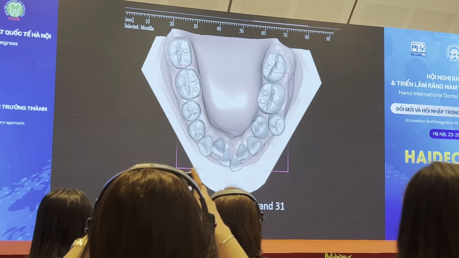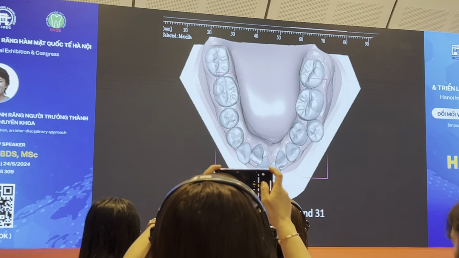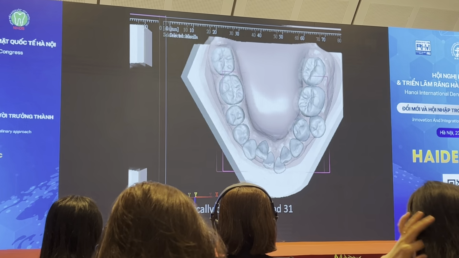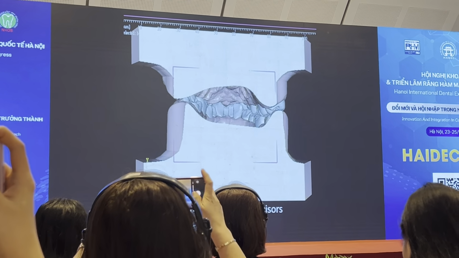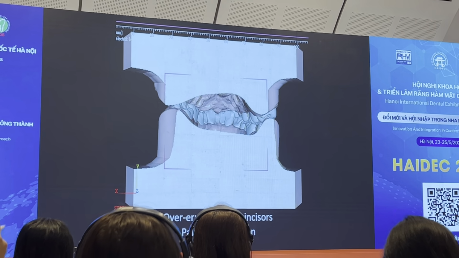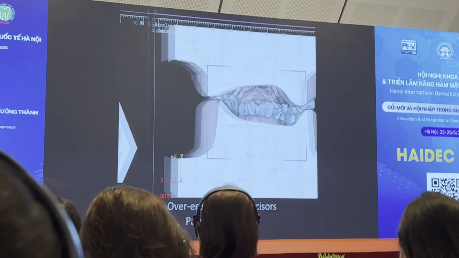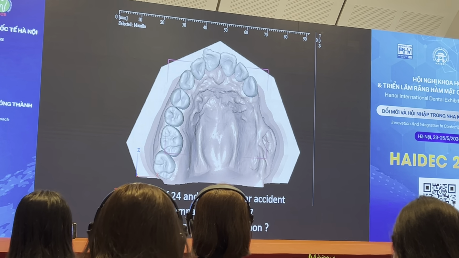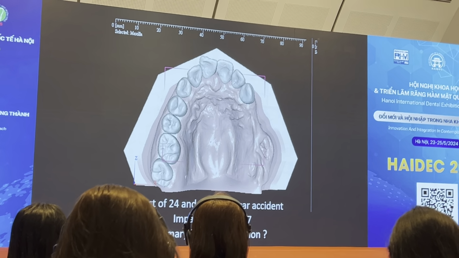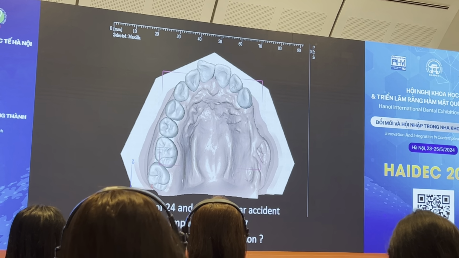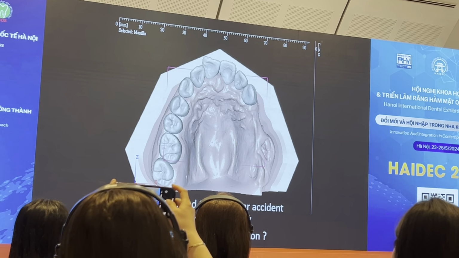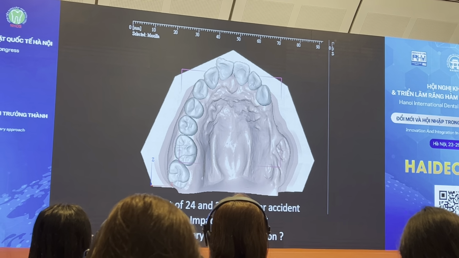3.5 and 3.1 were displaced buccally from the arch due to crowding. Lower incisors were over-erupted and were contacting the palate behind the upper incisors. She lost 2.4 and 2.5 due to the car accident. Also, she had impacted 2.6 and 2.7, which might be caused by primary failure of eruption.